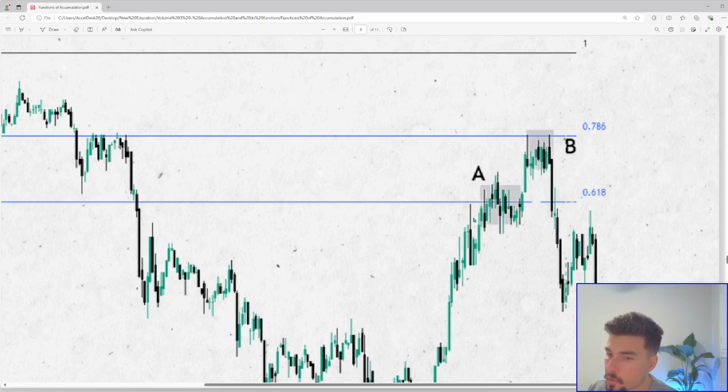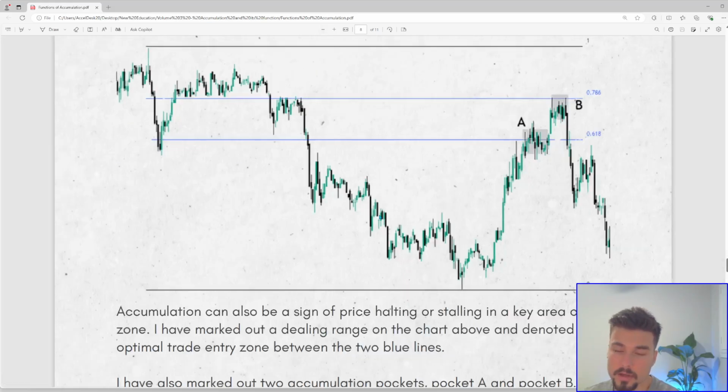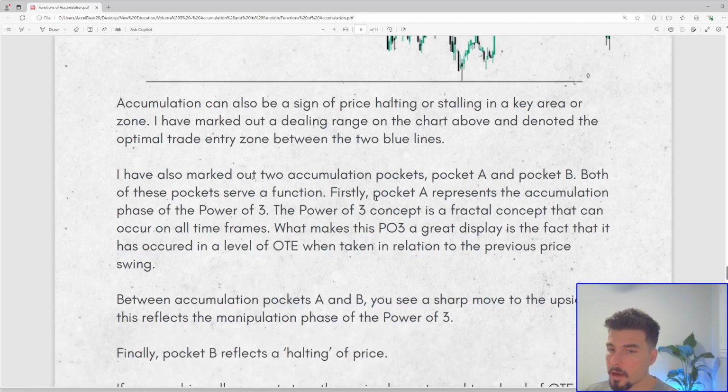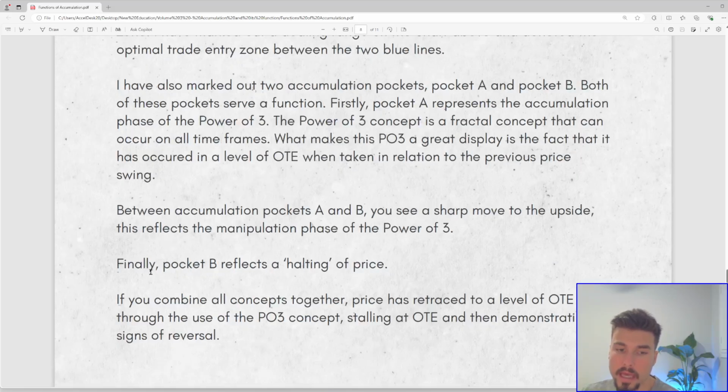We also have accumulation, manipulation, and as a part of the distribution, we have accumulation here. Why are A and B working together and not alone? A starts off the power of three. B signifies that price might want to move lower, and we'll go into more detail as we go further. So you just got to consider these things. I've marked out two accumulation pockets. As we talked about, pocket A represents the accumulation phase of the power of three, and pocket B reflects a halting or stopping in price.